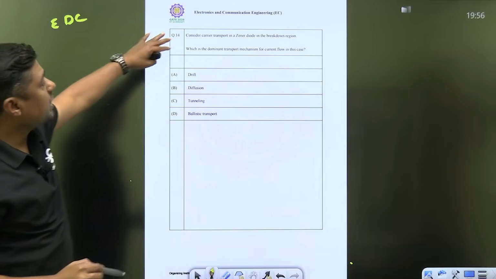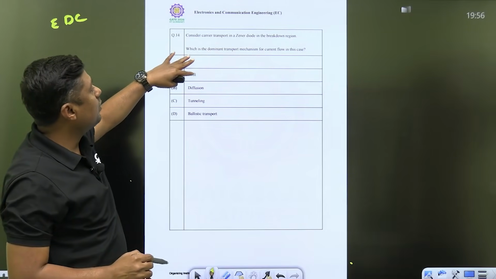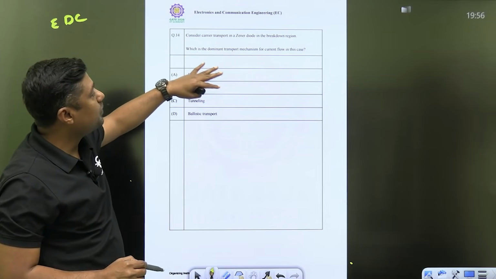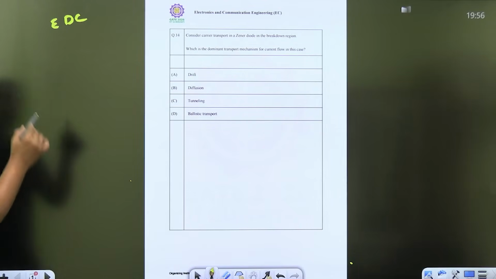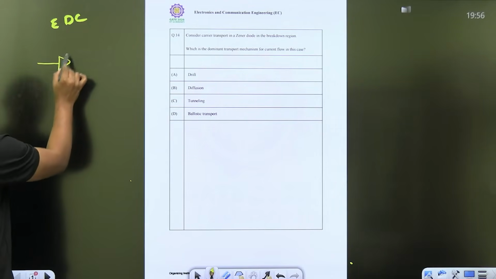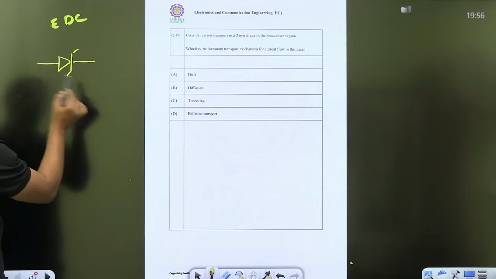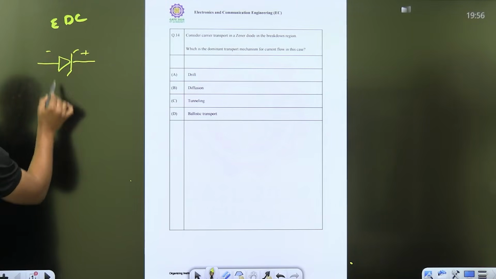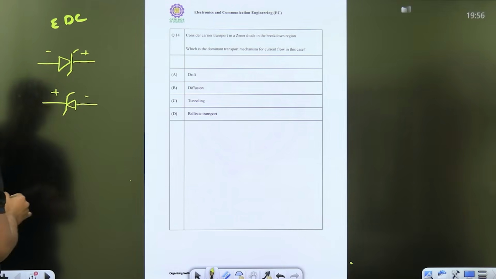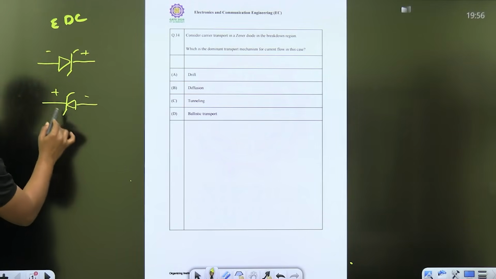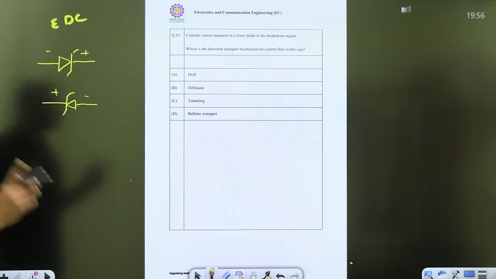Consider carrier transport in Zener diode in the breakdown region. What is the dominant transport mechanism for current flow in this case, guys? So Zener diode, this is the symbol for the Zener diode, right? It works in reverse bias, right? Normally we are connecting like this, plus minus. Once it breaks down, the voltage across the Zener diode will remain constant, guys.